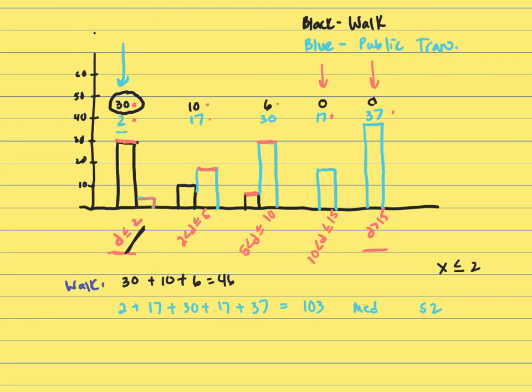See, here is 19, and then 19 plus 30. 19 plus 30 is 49. So the 52nd person is going to be in here somewhere. And what distance is that? 10 to 15. So the second answer is 10 less than distance less than or equal to 15. I hope that makes sense.